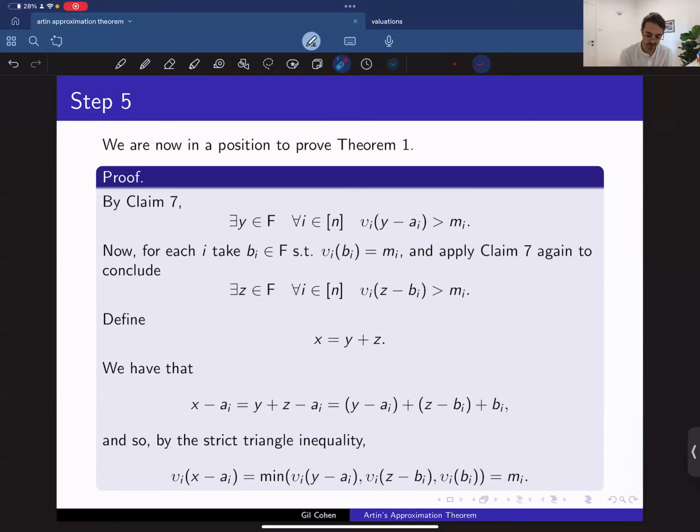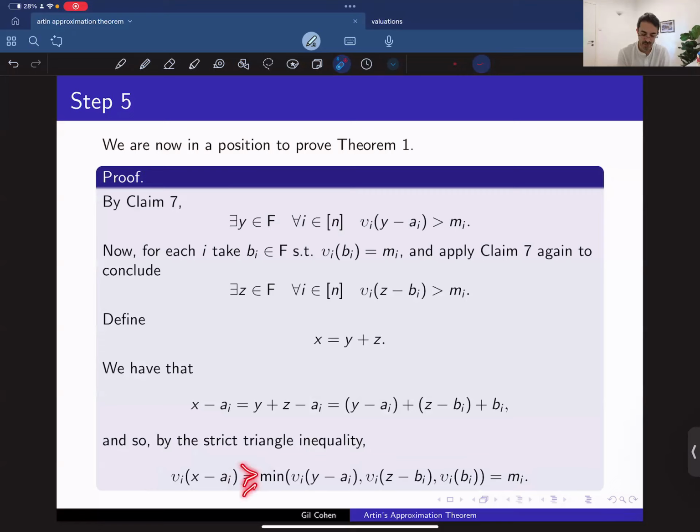Okay, so let's see. What is x minus ai? You can write it as y plus z minus ai, but you can write it as y minus ai plus z minus bi plus bi. I just added and subtracted bi and put the parentheses in places where it will be easier to see what happens. And what I'm claiming is that vi of x minus ai is precisely mi. So why? By the triangle inequality, I should have an inequality here, but you will see in a second that that's an equality.